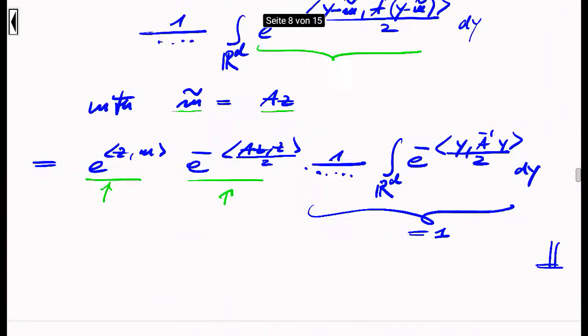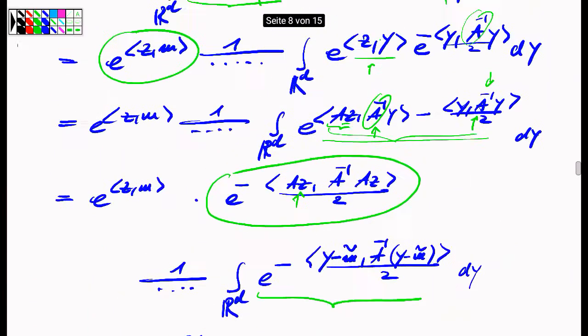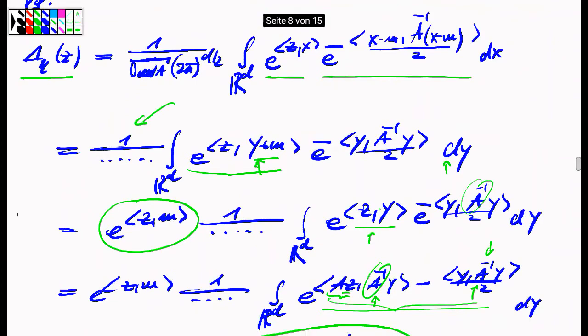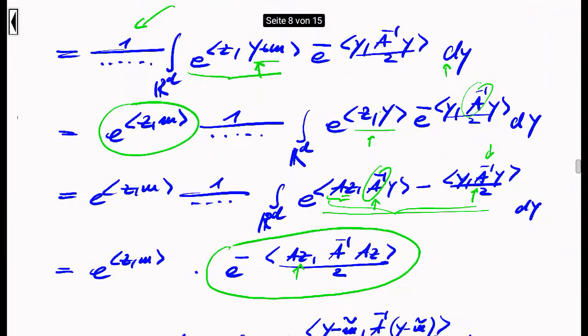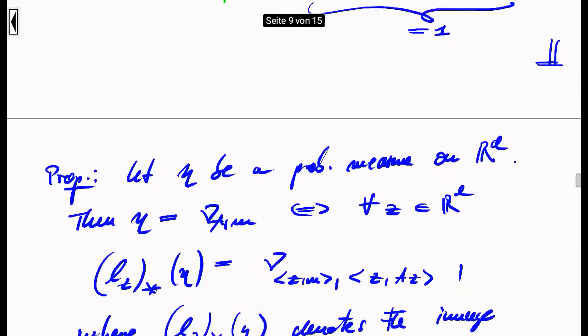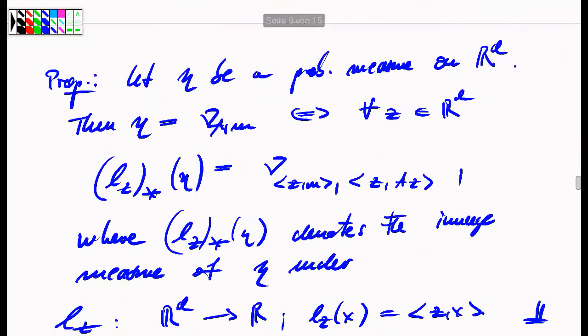Before I give the statement of the next proposition, I would like to emphasize that this computation is correct for any dimension. So in particular, it's also correct for dimension d equals 1 when it deals with one-dimensional Gaussian distributions.